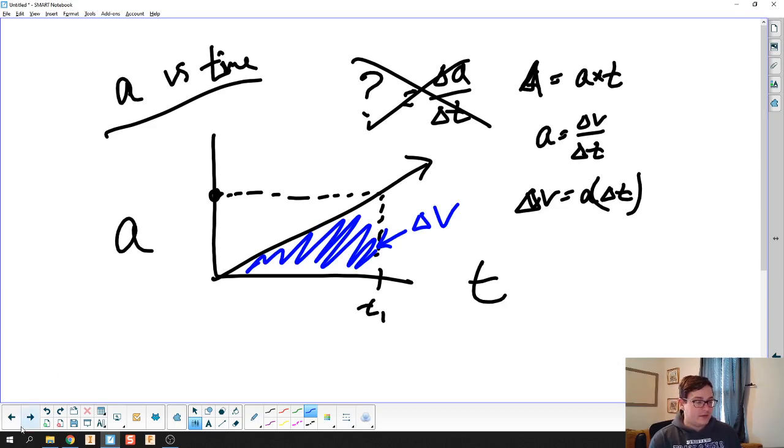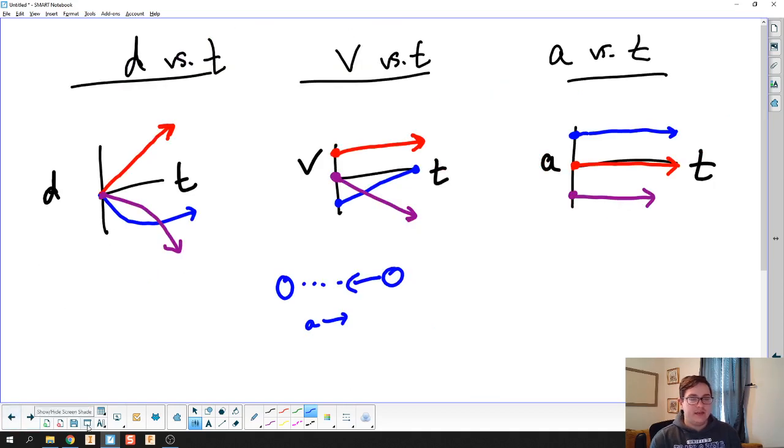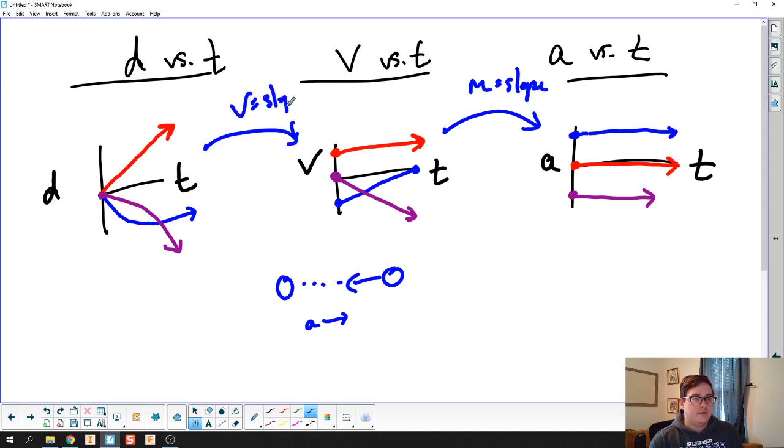Cool. All right, now very quickly, I'm going to go back here and explain this in a very simple way. I'm going to call these levels of information. The slope of the graph tells you the next level of information. So the slope of this graph is acceleration. The slope of this graph is velocity. Alrighty, and then what about going backwards? The area under the line tells you the level below, so it's change in velocity.